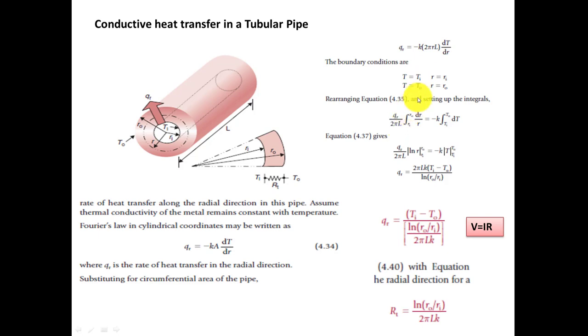Okay, and we will bring this dr on the left hand side, so dr and r. Other than these two terms, Qr upon 2 pi L is a constant, so we will keep it outside, and on the right hand side we will be left with minus k dT. So now we will integrate it.